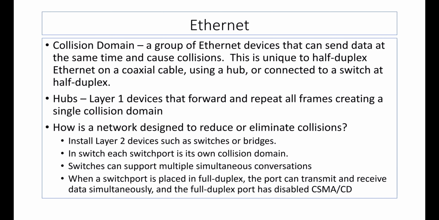So how do we eliminate or reduce collisions? Well, we have to install a layer 2 device. The first layer 2 devices were bridges. The newer layer 2 devices are switches. So you install these layer 2 devices, and they can start to help isolate some of these collisions.